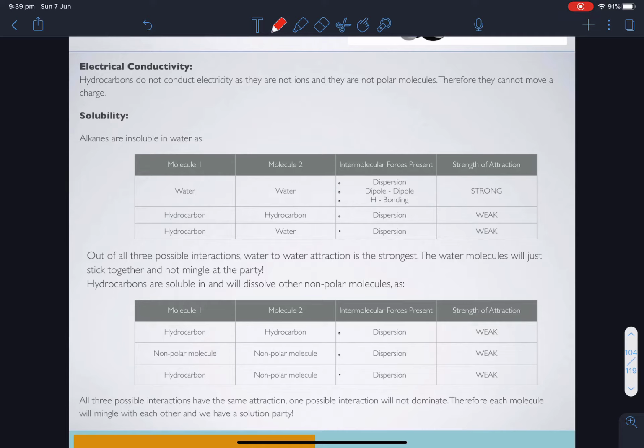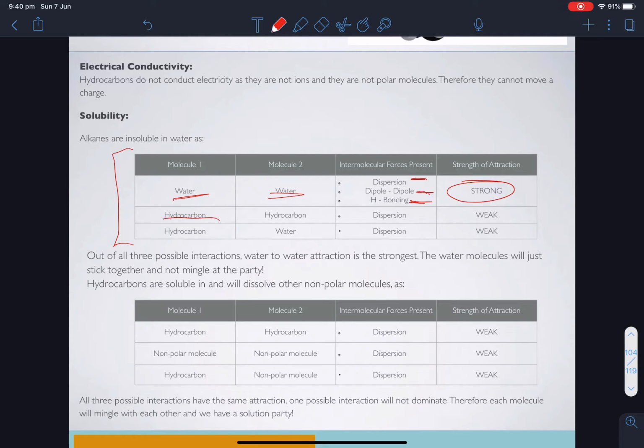Now you may learn this because like dissolves like, which is an okay year 11 explanation, but let's delve a bit deeper here, okay? So I've talked about solubility before, and I talk about the three possible interactions between two different types of molecules. So here we're talking about hydrocarbons and water. So we need to consider three possible interactions. When we're talking about water and water, the two molecules attract each other with dispersion forces, dipole-dipole attraction, and dipole-dipole attraction that's so strong it fits hydrogen bonding criteria. So the strength of that attraction between water and water is strong.